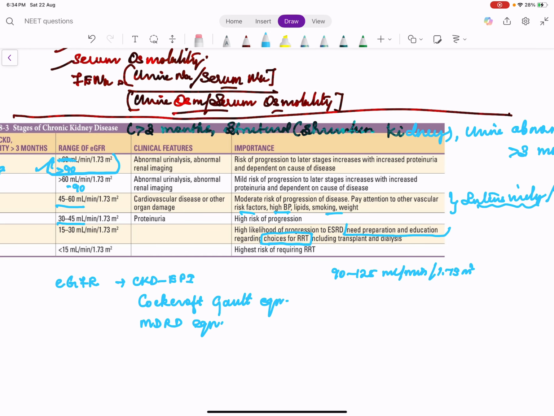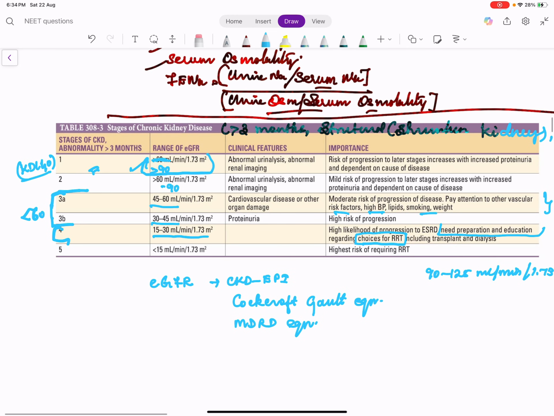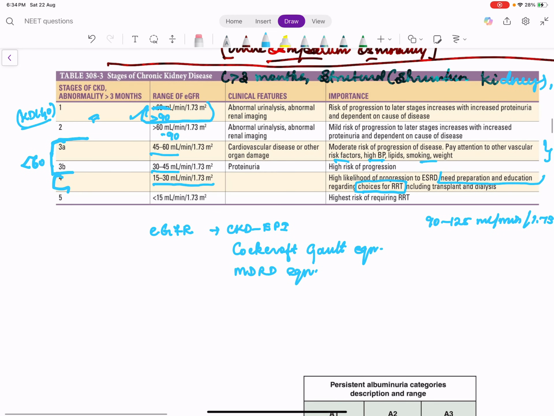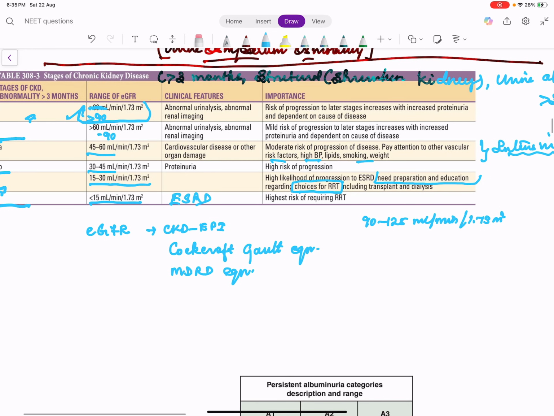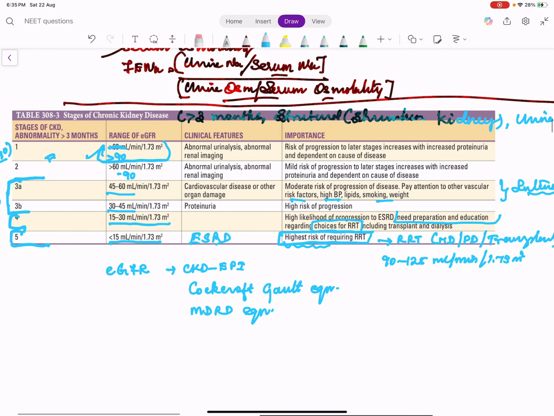So RRT preparation begins at stage 4, which is 15 to 30 ml per minute, and the intensive treatment begins at CKD stage 3. When eGFR is less than 15 ml per minute, it is called CKD stage 5, also called ESRD, end stage renal disease. This definitely requires RRT. It is not that they definitely require RRT. See the wordings, it is highest risk of requiring RRT. RRT is hemodialysis or peritoneal dialysis or renal transplant. So this is the staging of CKD.